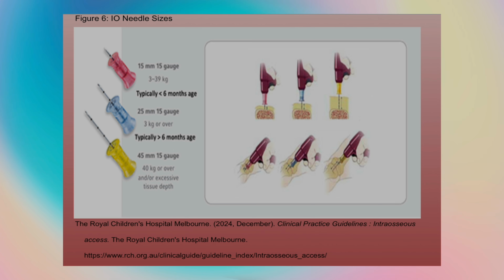IO access can be used in all age groups, and in a newborn patient requiring resuscitation, this can provide rapid access for us to administer IV fluids and medications that are indicated. Many of our IO needles, however, are not indicated for patients less than 3 kilograms. So in the case where you have a premature newborn less than 3 kilograms, you may need to contact medical direction for advice. You can see here on the image on your screen, the pink top, which is the 15 millimeter 15 gauge needle, is rated for infants that are newborns that are 3 to 39 kilograms, and is what you would use in a neonatal resuscitation.